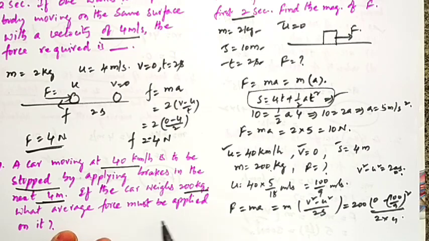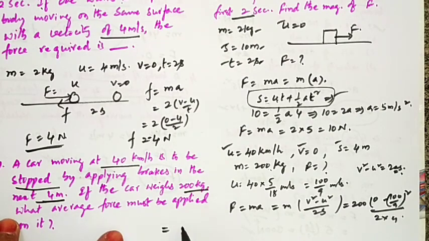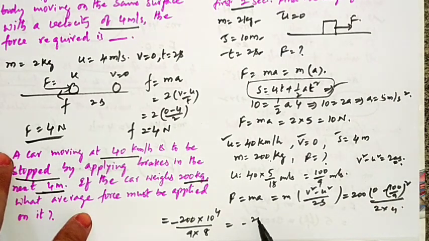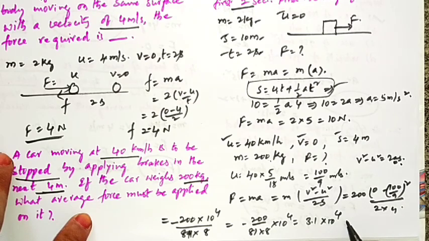Right, let us simplify this. That is equal to 200 into 100 square, which I can write as 10 power 4, by 9 square into 2 into 4, which is 8. 9 square is 81. So 200 by 81 into 8 into 10 power 4. If you simplify that, approximately you will get 3.1 into 10 power 4 Newton. This is the force applied on the body.